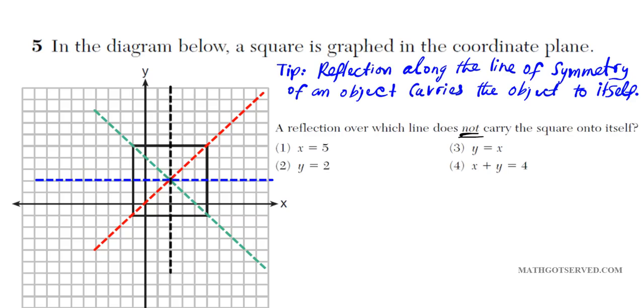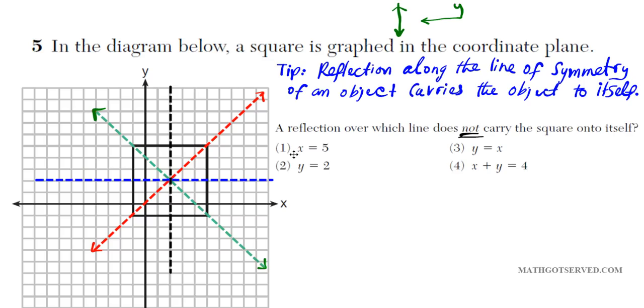Okay, so I've color-coded my lines of symmetry, the lines that upon reflection the square is carried onto itself. Now, which of these options does not match any of these? Any of these equations that do not match the equations of these lines I've drawn here are going to result in reflections where the square does not end up upon itself. Okay, so let's take a look at the first option, the line x equals 5. Now, what does that line look like? Remember that your x lines are vertical. They have undefined slopes. And your y lines, if you have y equals a number, they're horizontal.